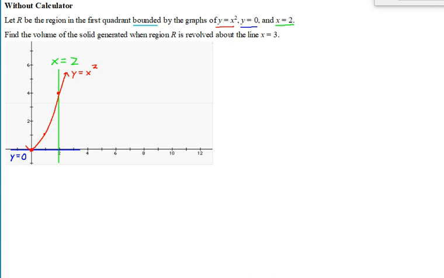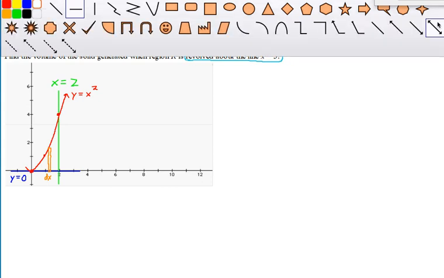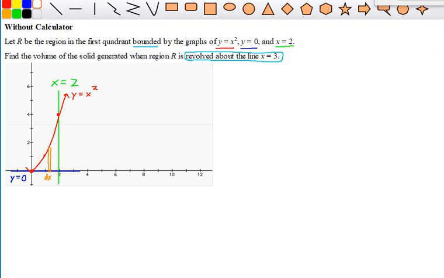So let's go ahead and draw a representative rectangle there. And then that's the infinitely small change in x there, dx. And then it says find the volume of the solid generated when the region R is revolved about the line x equals 3. So x equals 3, let's draw that one as a dotted line, since it is not enclosing anything, it's just our axis of revolution. Over here at x equals 3.